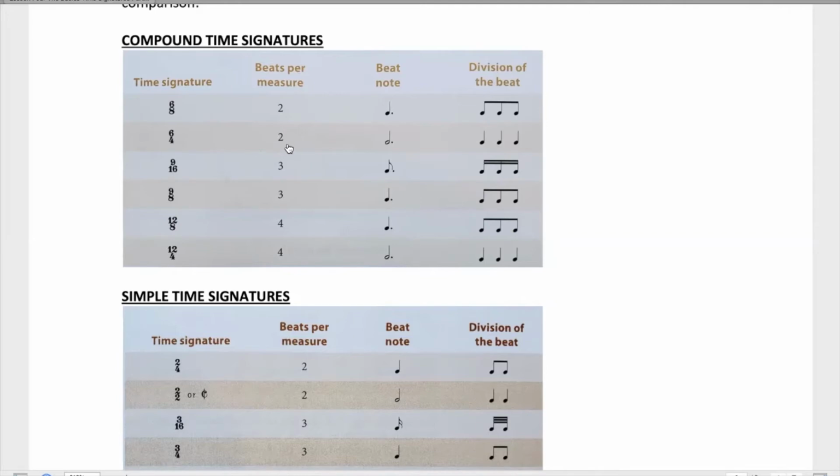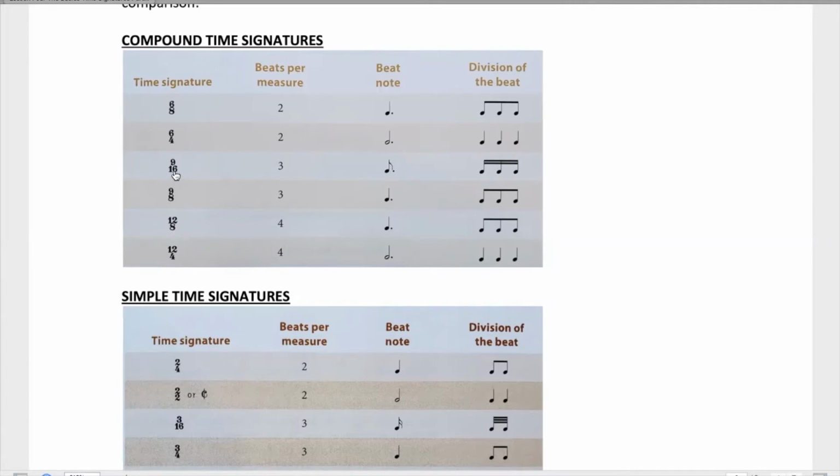If they were subdivided into 2 separate beats, it would equal 2 dotted half notes. Within the dotted half note, there are 3 quarter beats. And since there are 2 dotted half notes, it equates to 6 quarter notes.